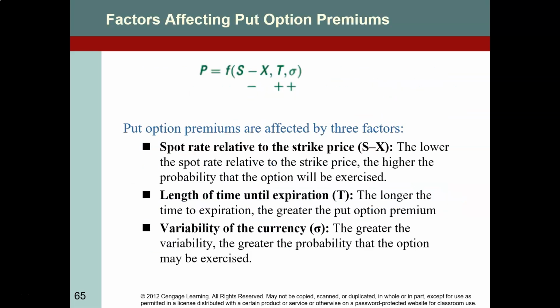Also, the same three factors, S minus X, T, and sigma, would affect our put premium, P. But the lower the spot rate relative to the strike price, the higher the probability that the option will be exercised. Okay, so we have a negative relation between S minus X and P. For T and sigma, they still have a positive relation with P.